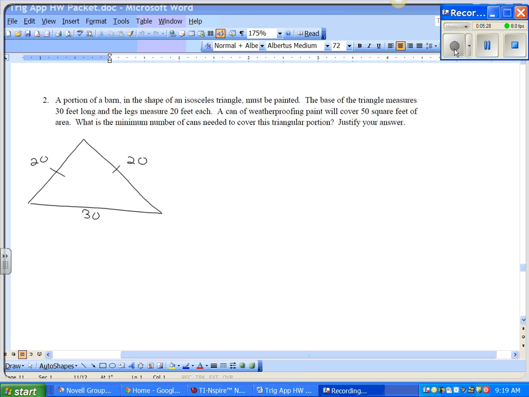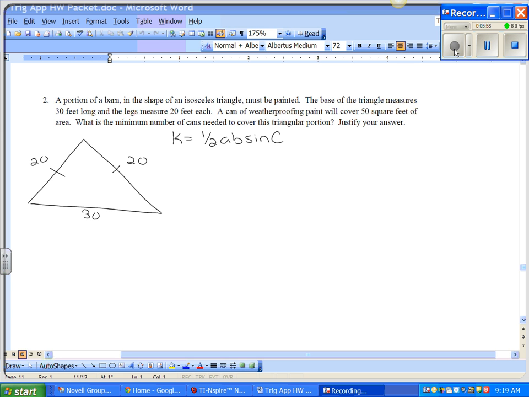We know that 1 can of paint is going to cover 50 feet squared, or square foot of this triangle. So we need to know what the entire area is of the triangle in order to figure out how much paint we need, right? How do we find the area of a non-right triangle? Yeah, K equals 1/2 AB sine C. Okay? But we need what in order to find this? We need the angle. How do I get it?